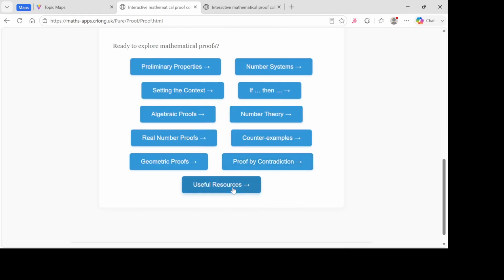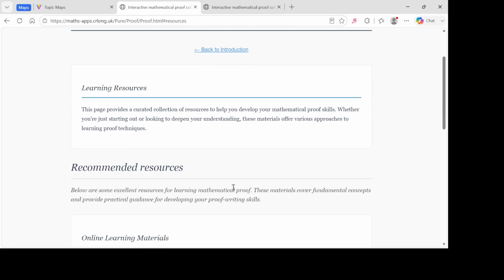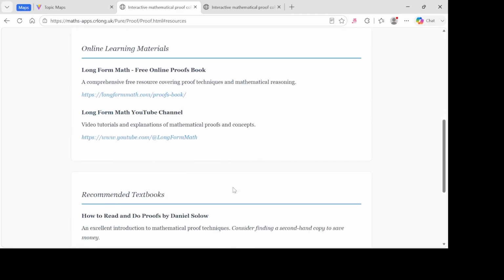Also at the end is a link to useful resources, both books and online materials that you can use to extend your understanding and skill in writing proofs, using my app as an introduction to this particular topic.